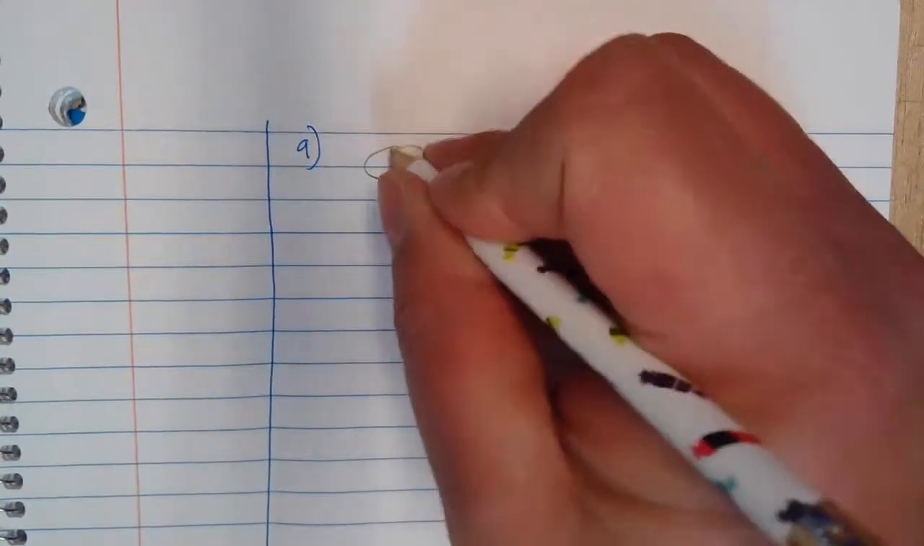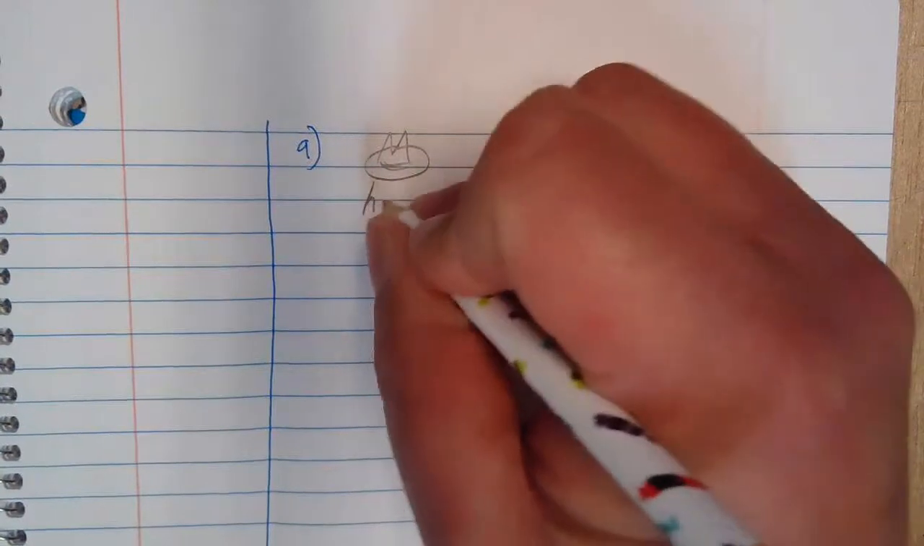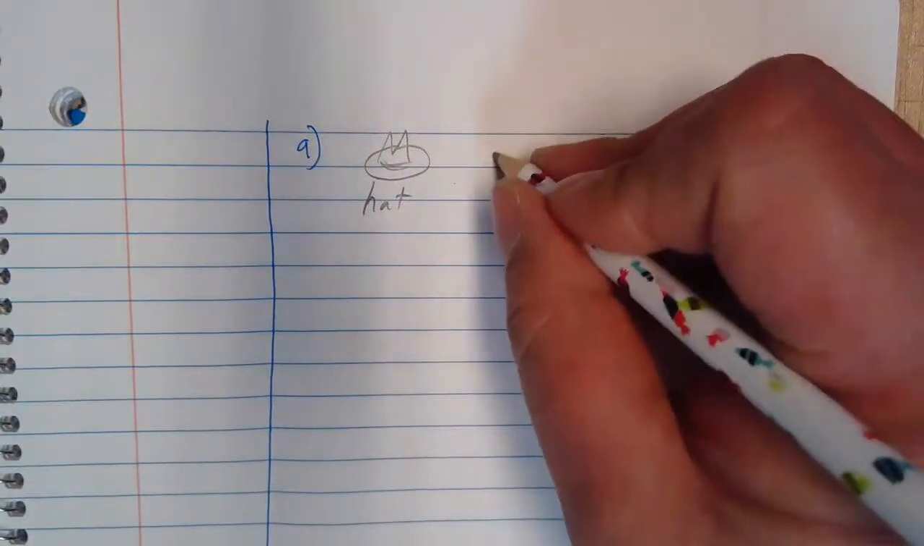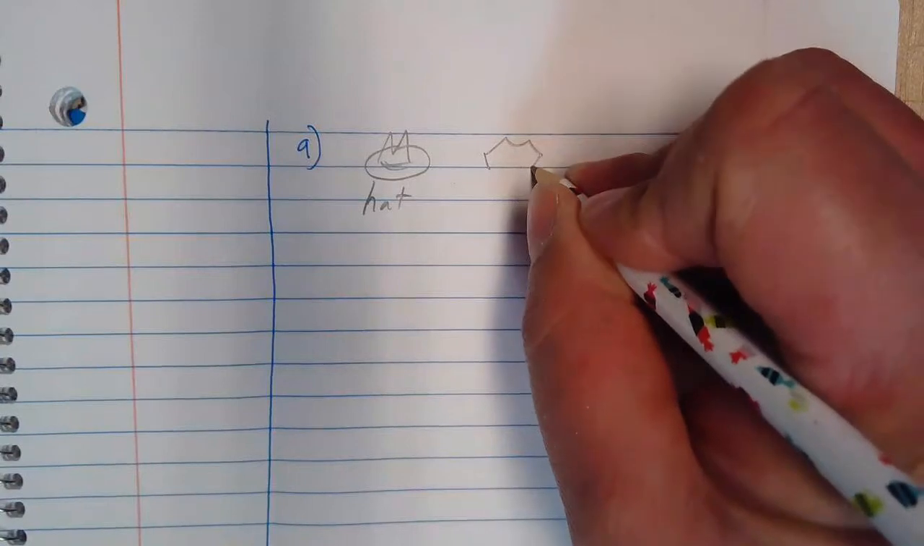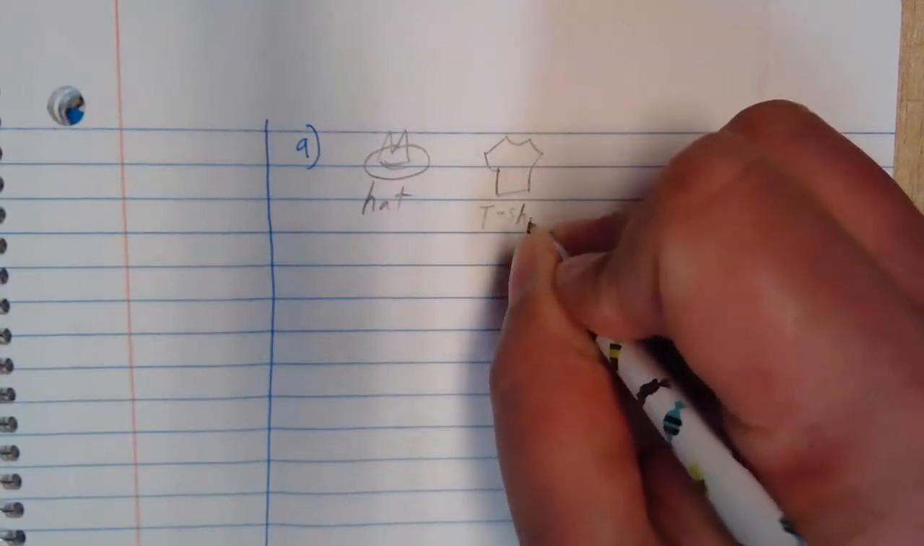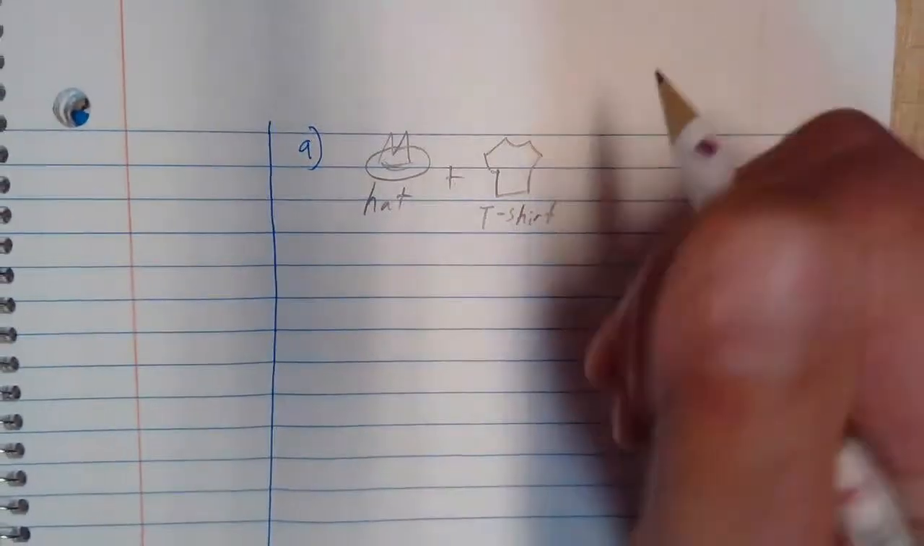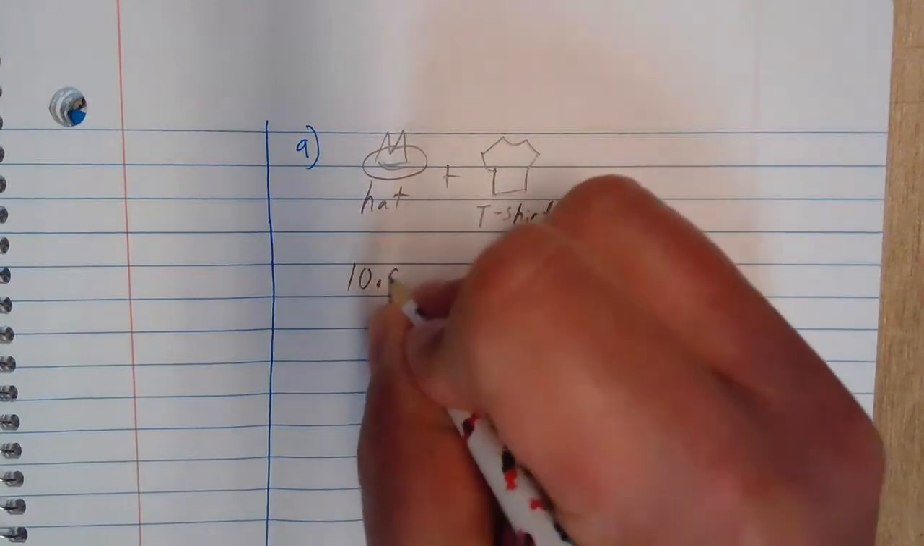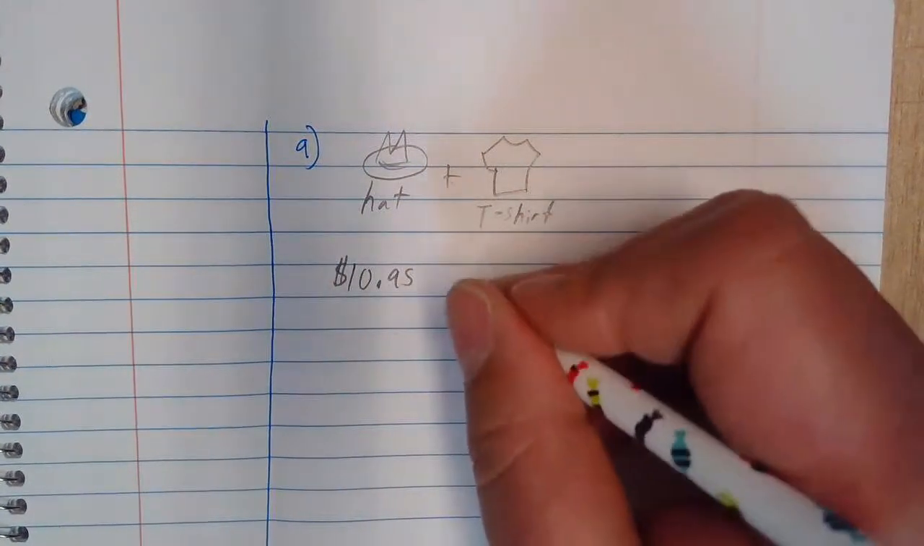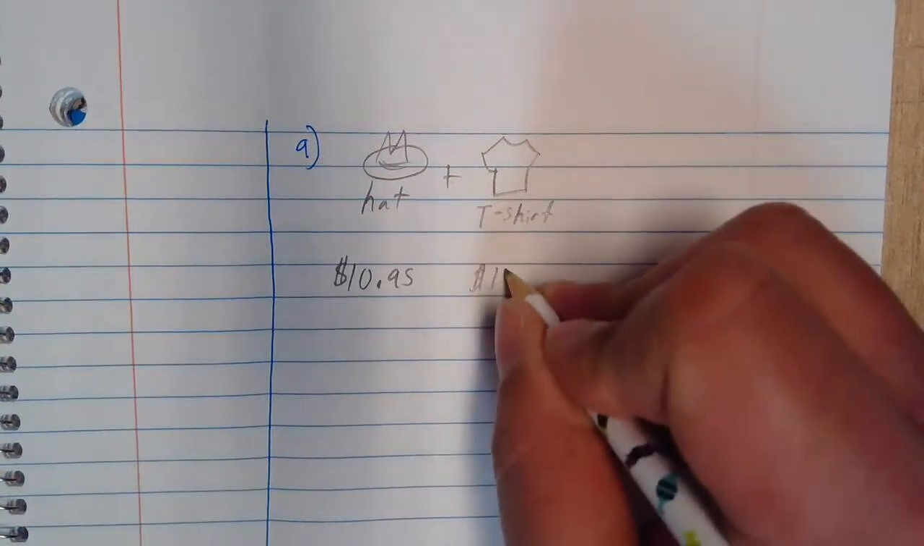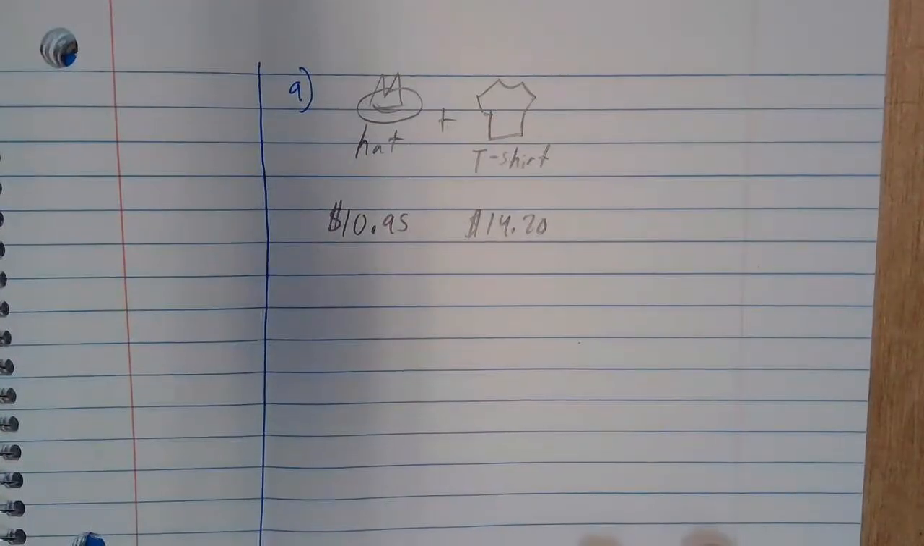All right. With word problems especially, before you do any math, visualize what are you actually doing? What's the situation? All right, this guy's buying a hat, and he's also buying a t-shirt. Again, not an artist, but I think you guys can see what I'm doing here. This guy buys both. One is $10.95. This is the hat. And the t-shirt is $14.20. All right. He's buying both.